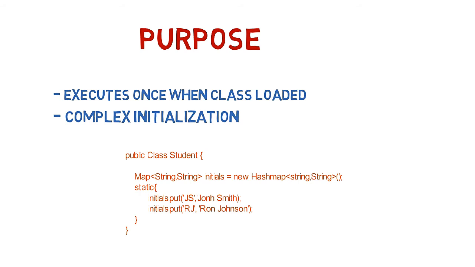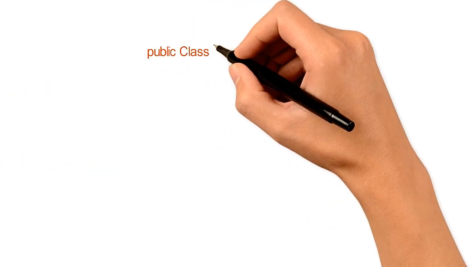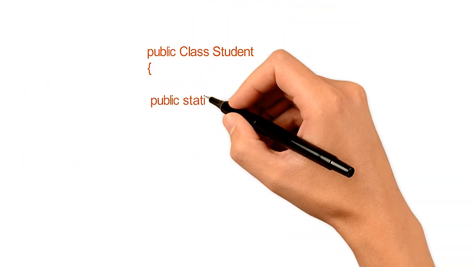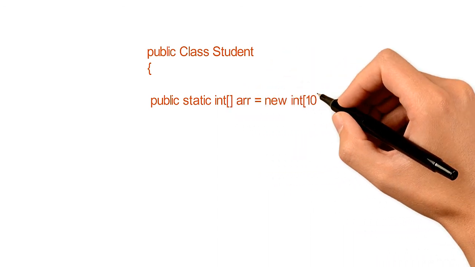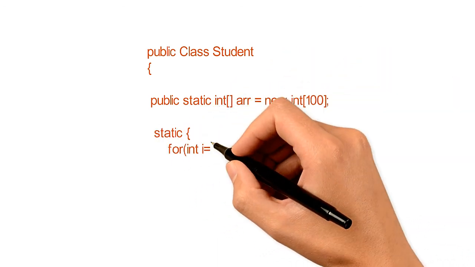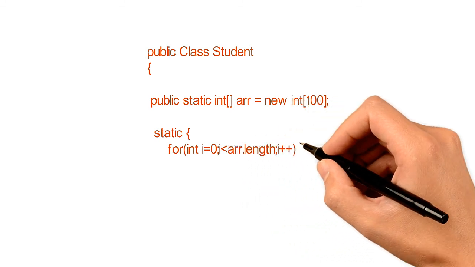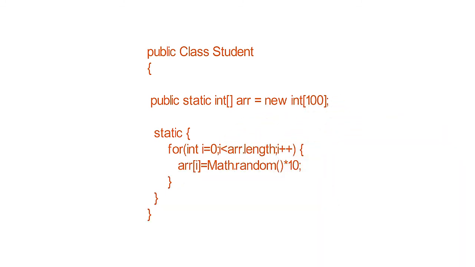One more example could be, suppose we have an array of 100 numbers and we want to initialize this array, like we want to put 100 random numbers in it. Instead of doing it in a method which will be called again and again, we do it in a static block, so it will be executed only once. In this static block, we can simply write a for loop and put 100 numbers in the array. So we are initializing this array with 100 random numbers in a static block. Since it is executed only once, it gives us a performance benefit.